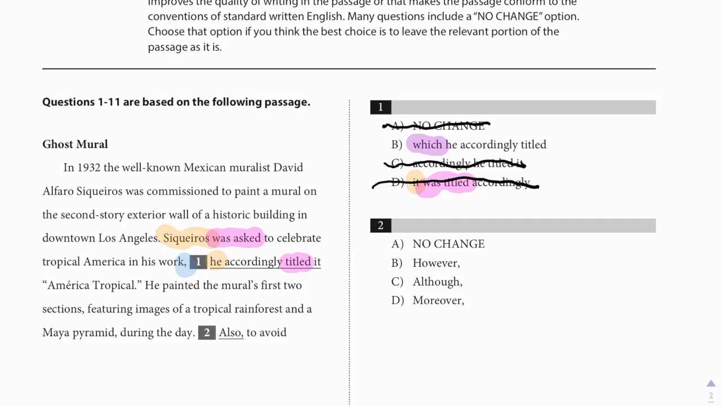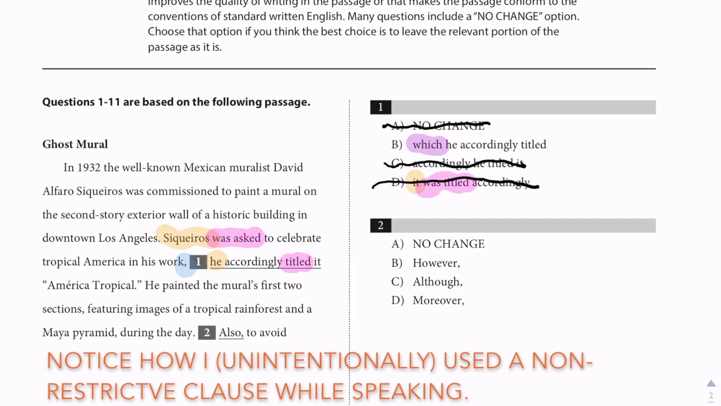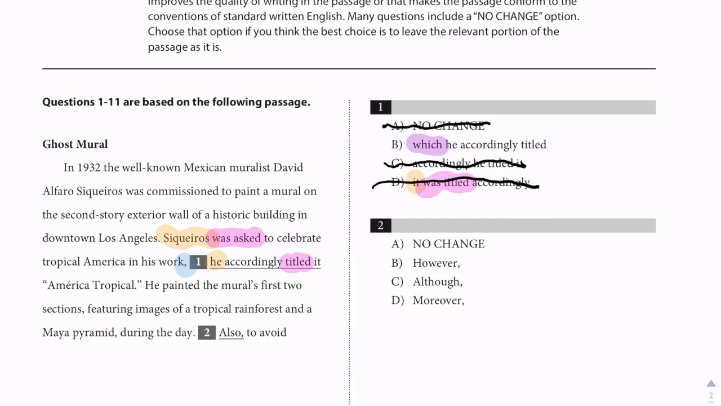Option choice B starts with which, and that's the only option that starts with which, which is a very common word to indicate a non-restrictive clause. This non-restrictive clause is actually modifying work. So when we say which he accordingly titled, and then it would continue America Tropical, that's describing the work, the noun work, that immediately precedes the comma.